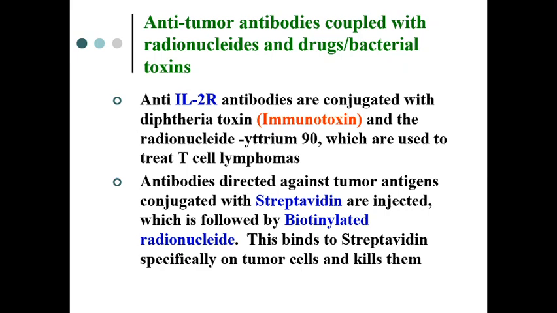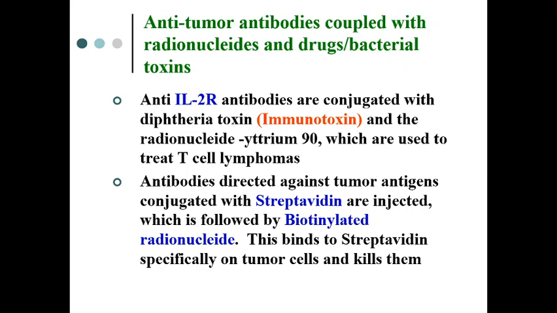And when it is conjugated with the radionuclide, it is called radioimmunotherapeutics. Yttrium-90 also can be conjugated to the monoclonal antibody that is specific for IL-2R and bring about T-cell lymphoma killing.